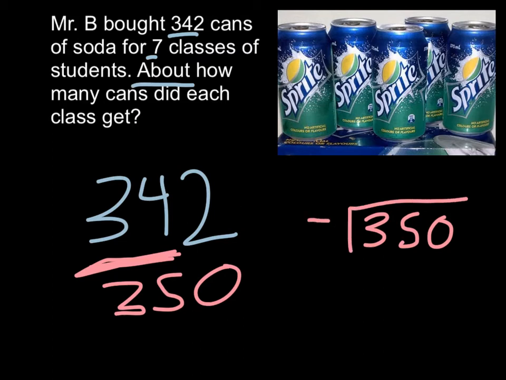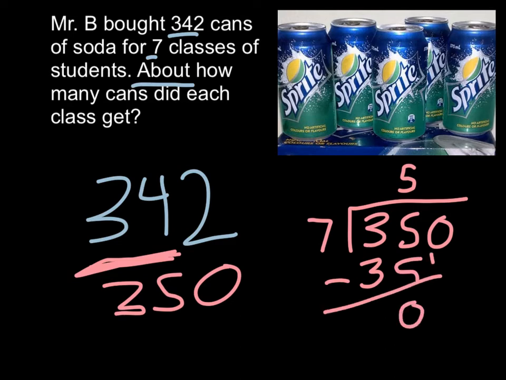Alright, so now I've got my 350, and I still need to divide it to see about how much each class gets. So 7, just following my steps, can't go into 3, so then I go to the 5, so 35. How many times can 7 go into 35? I know it can go in 5 times. 7 times 5 is going to be 35. That will be 0. Bring down my 0. 7 can't go into 0 at all because nothing can go into 0, so that's a 0. And so 7 times 0 is 0. Subtract. Nothing left to bring down.